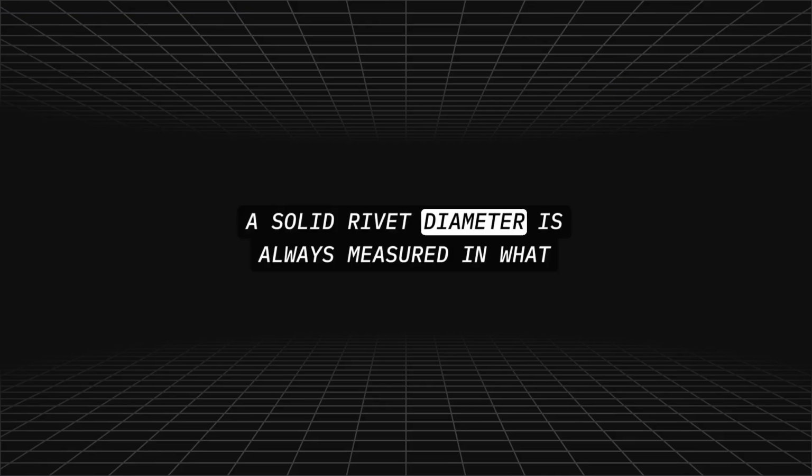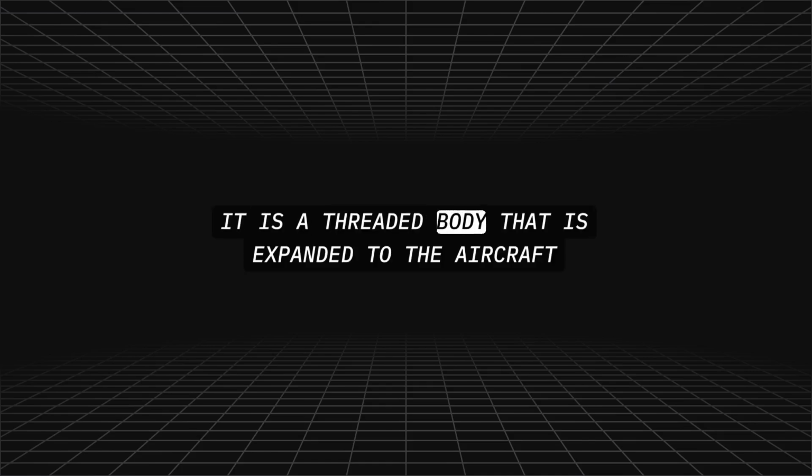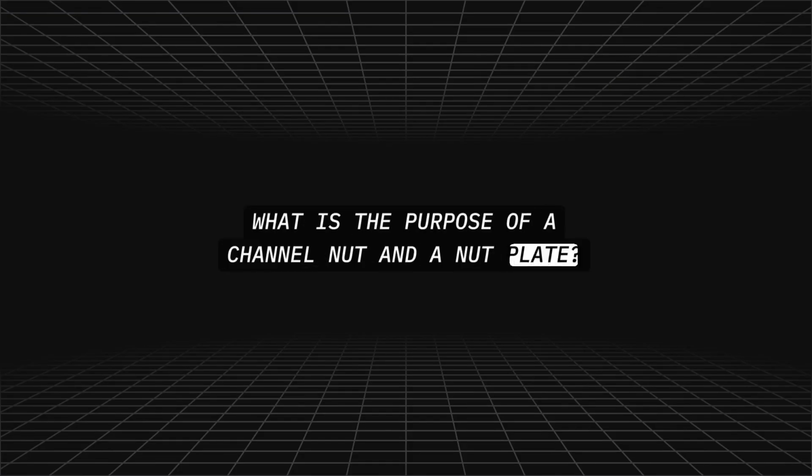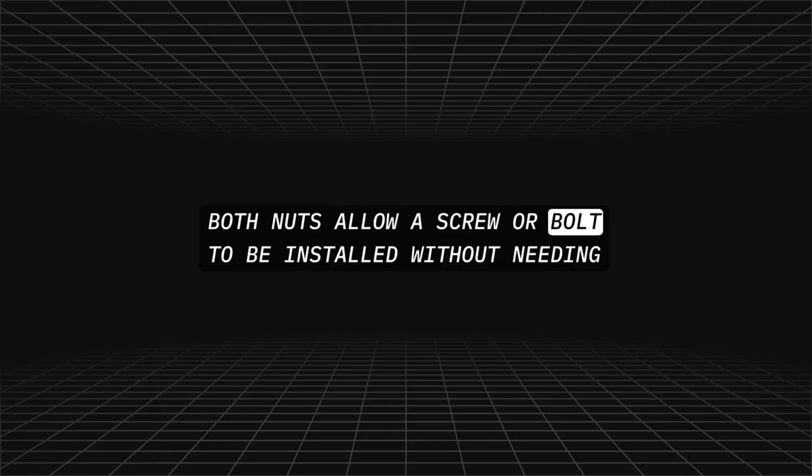A solid rivet diameter is always measured in what fraction? Thirty-seconds of an inch. Describe a riv nut. It is a threaded body that is expanded to the aircraft structure. What is the purpose of a channel nut and a nut plate? Both nuts allow a screw or bolt to be installed without needing to hold the nut with a wrench.